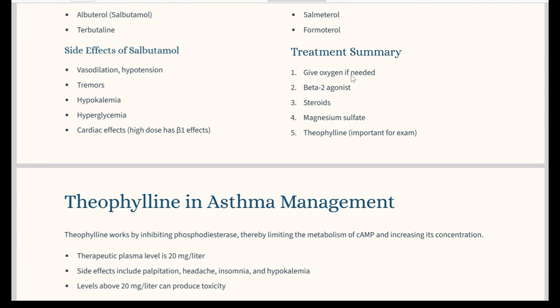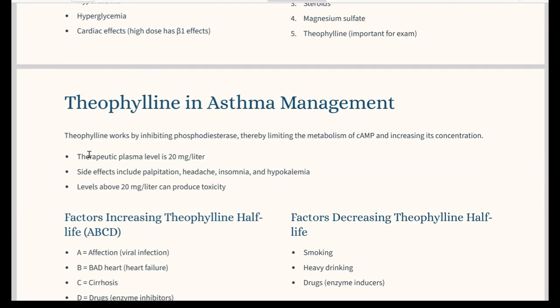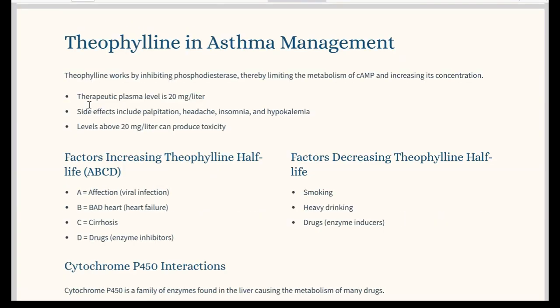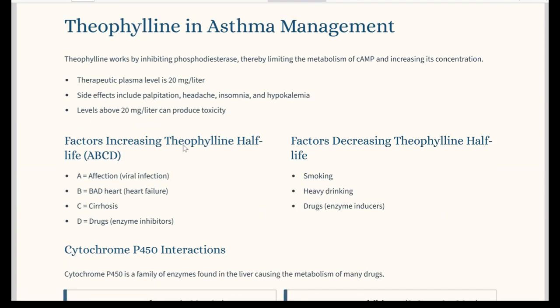Treatment-wise, they can give you the escalation treatment. So they might say you've given them oxygen, you've given them a beta-2 agonist, you've given them steroids, you've given them magnesium sulfate. What's next in line? So theophylline. And because theophylline has a really narrow therapeutic index, they will ask you a lot of questions about its side effects. So remember this one as well, A, B, C, D. A for infection, viral infection. B for bad heart, it can cause heart failure. C for cirrhosis, and D for drugs because of its cytochrome P450 interaction, enzyme inhibitors. Okay.